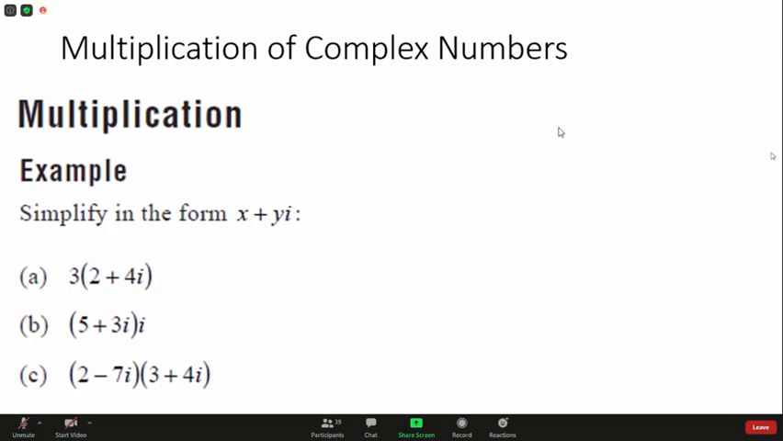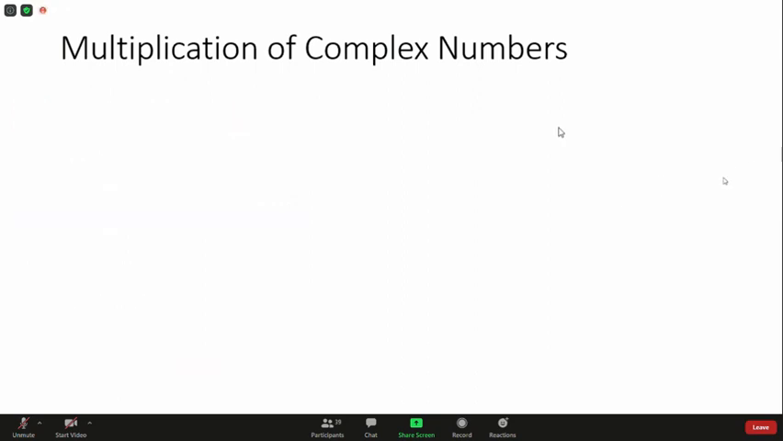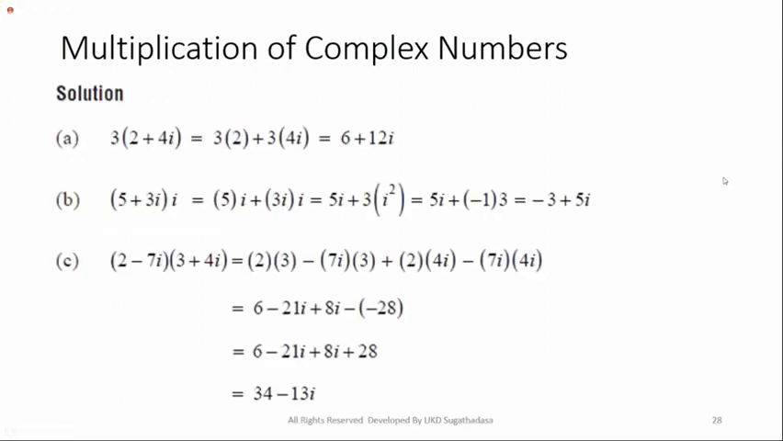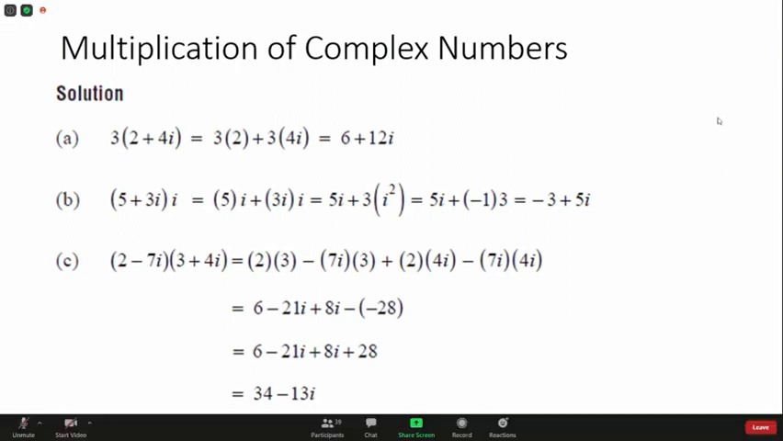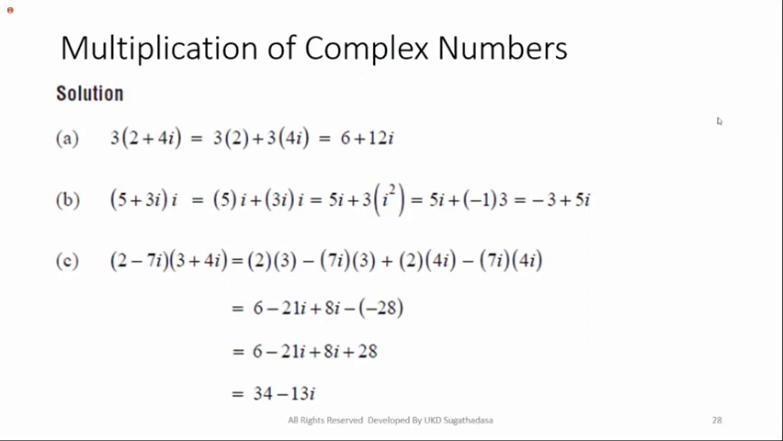I think now we can go for the answers. This is the first answer: 6 plus 12i. Second one, you get 5i, then 3i squared. i squared is -1 every time. So 5i minus 3. When you are writing the complex number every time, remember to write the real part first.